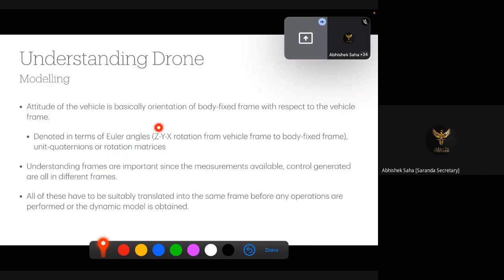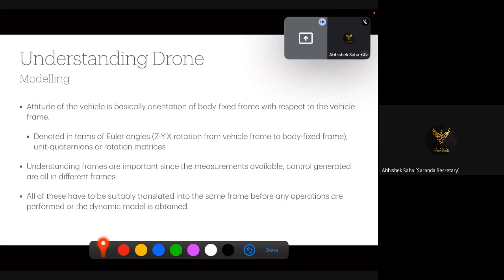Rotation matrices do not have any singularity, which means that every rotation matrix depicts a unique orientation between the vehicle frame and the body frame. These days you would see controllers designed with rotation matrices, and to ease things up, people also design controllers using unit quaternions. The Euler angle concept is not used much, but only for flights which are not highly maneuverable. Now, once you have understood your frames and the dynamics, you know your measurements are available.